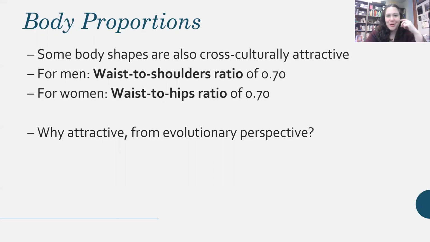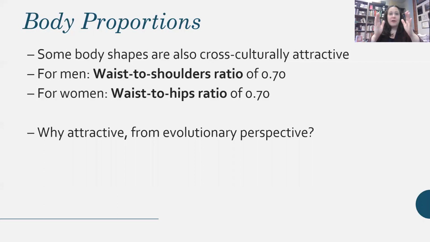I got my two mixed up here. Okay, so let's start with men. So for men, we want basically a V shape when we're looking at the waist to the shoulders, right? So that sort of broad shoulders idea for men, with muscular arms and shoulders. So we want that traditional V shape when we're talking about guys. The 0.7 is if you measured a guy's circumference of his waist, and then you measured the circumference of his shoulders, you would want the waist to be 70% of the shoulders.